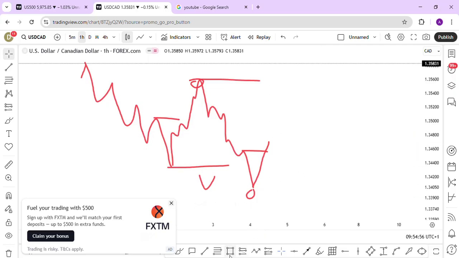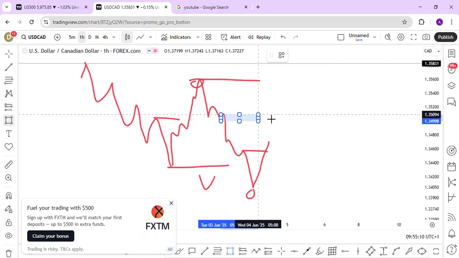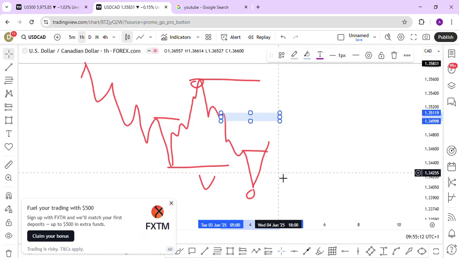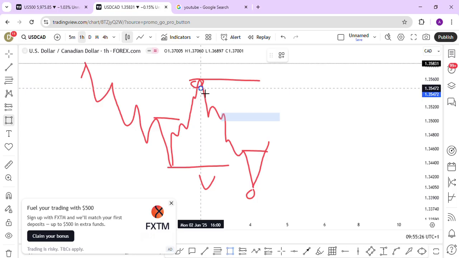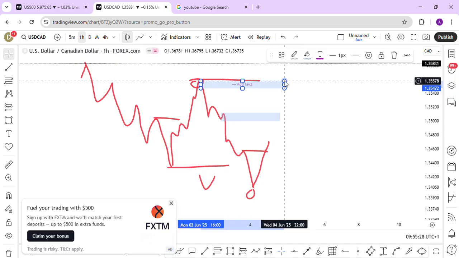First of all, you mark out your inducement, then you look for another pullback that is valid. Let's say this is another pullback that is valid now. This one, let's say, is not valid. This is a pullback, then this is going to be your first POI. Then you come to the extreme and look for a valid order block. A valid order block must have a fair value gap. So if you have the order block with fair value gap here, then you mark it like this.